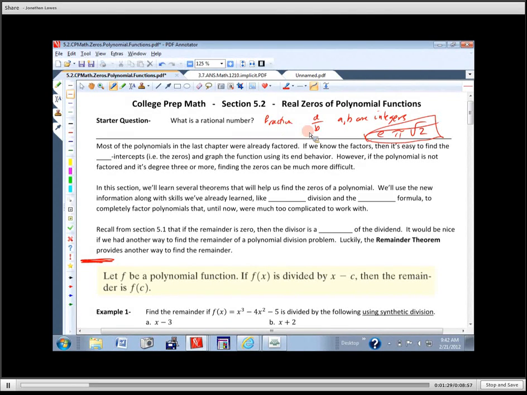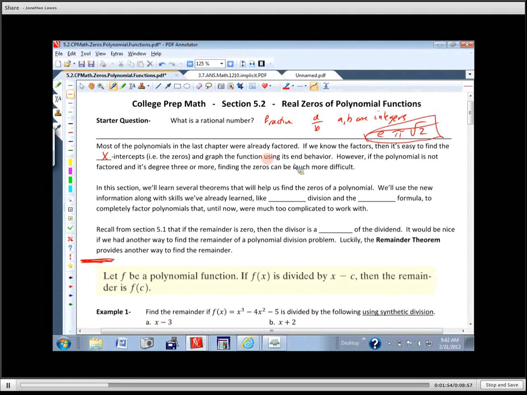So in the last chapter, chapter 4, most of the polynomials that we dealt with were already factored, or they were really simple to factor, like quadratics. If we know the factors, then it was really easy to find the x-intercepts, in other words, the zeros of the polynomial. X-intercepts, zeros, solutions, roots, whatever words you want to use. Then it was really easy to graph it based on what we knew the function looked like.